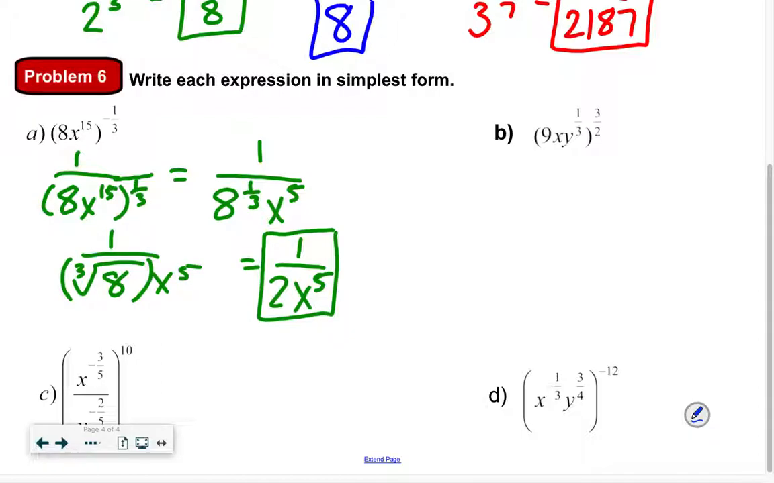Alright, what should I do in B? Bring my exponent to everything. So I got 9 to the 3 over 2. X to the what power? 3 over 2. What about y? Half.